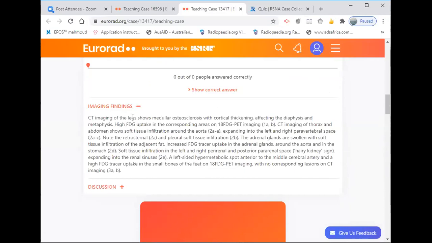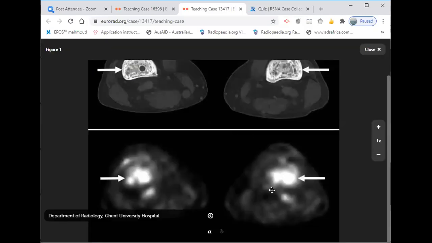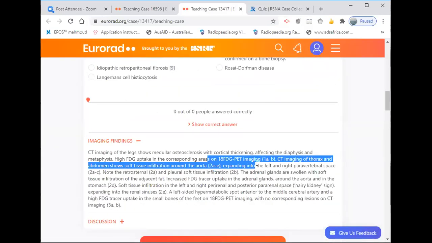Okay, so this CT image, we mentioned osteosclerosis and cortical thickening, and we take this mark. Okay, so we take a mark here, good. It involves the diaphysis, metaphysis, okay. The image of the corresponding FDG uptake shows high uptake. Okay, so already we are going well until now.